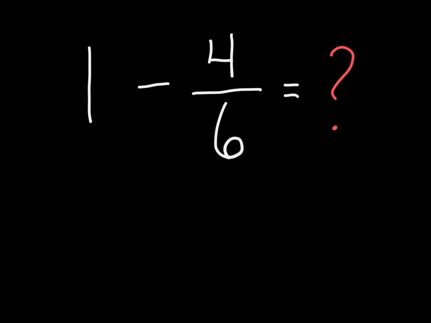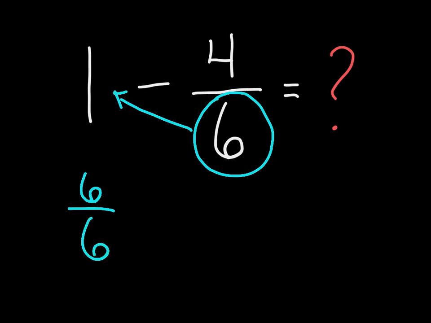Okay, so when we see a problem like this, we have to automatically look to the denominator. The denominator is 6. So now we know what we need to convert our whole number into. If the denominator is 6, what do we have to have in the numerator to show that it's a whole? Well, we have to have the same number. So we have to convert that whole into 6/6. Then we can bring everything else down, and then we can subtract.